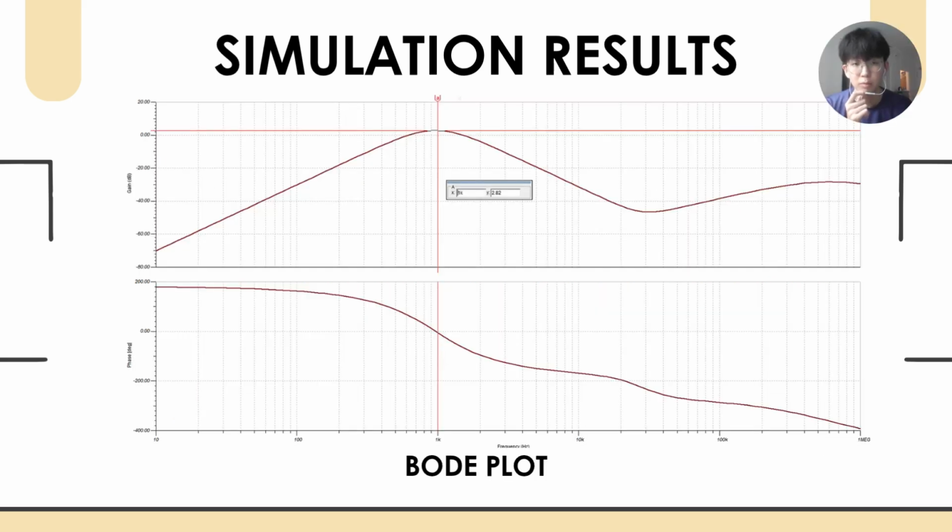Now it shows the Bode plots of the bandpass filter. We can see the peak gain of 2.82 decibels and zero phase shift at the center frequency, 1 kHz. However, the peak gain of 2.82 decibels does not align with the theoretical calculations.